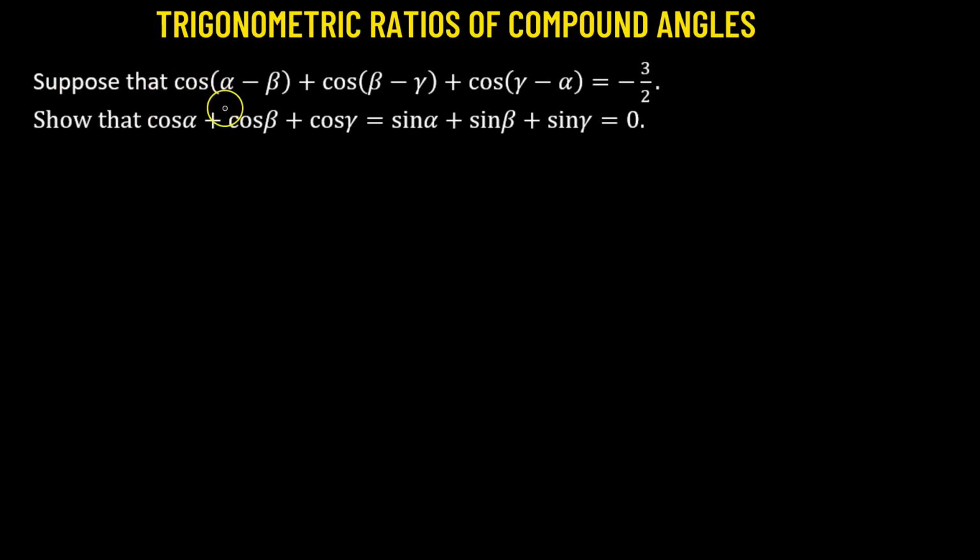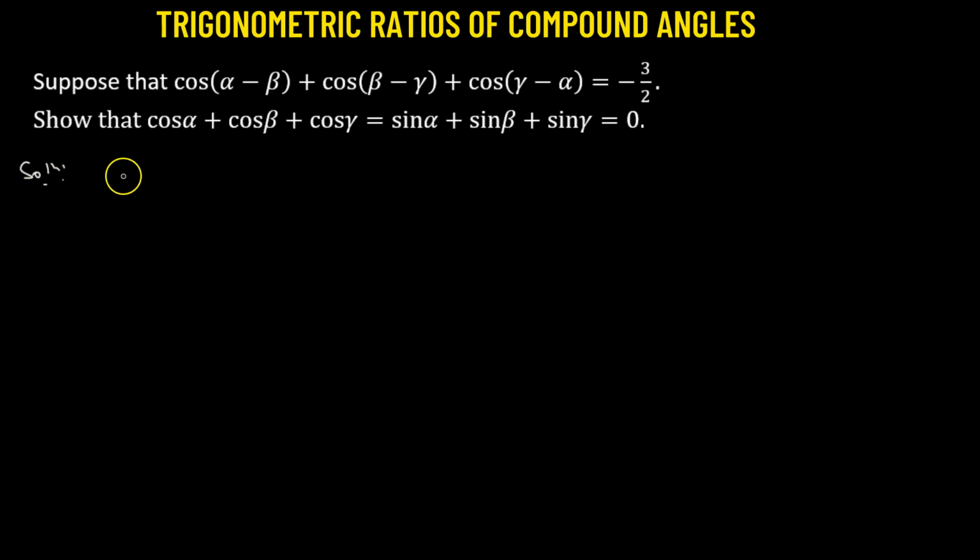So here in this problem, we're given that cosine of alpha minus beta plus cosine of beta minus gamma plus cosine of gamma minus alpha is negative 3 over 2. So using this particular information, we need to show that cosine alpha plus cosine beta plus cosine gamma has a value of 0, and so does the sum of sine alpha, sine beta and sine gamma. So let us begin. We'll start with whatever we are being provided with.